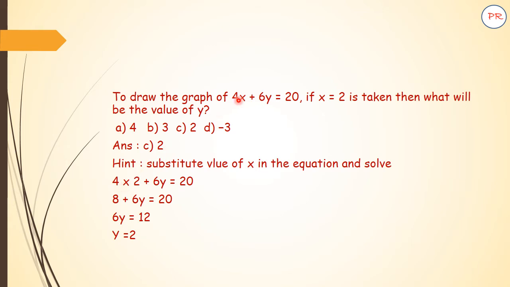It is 4 multiplied by 2 plus 6y is equal to 20. So this is 8 plus 6y is equal to 20. Therefore 6y is equal to 20 minus 8, that is 12. Therefore y is equal to 12 divided by 6 is equal to 2. Now let us go for the next question.